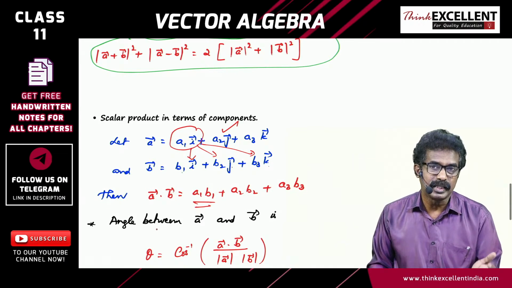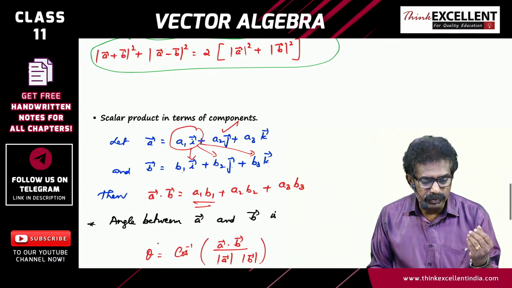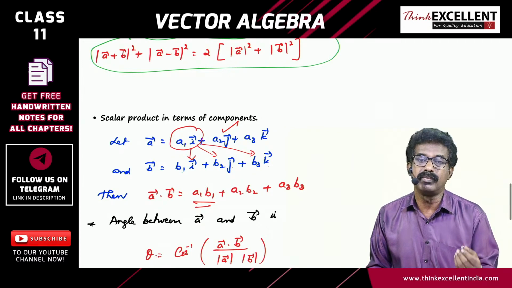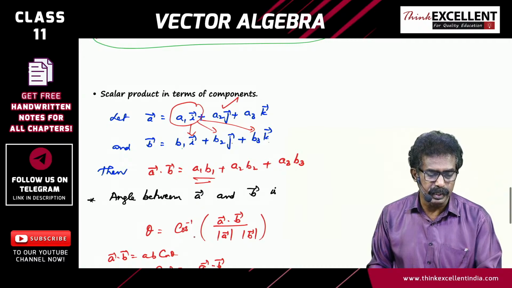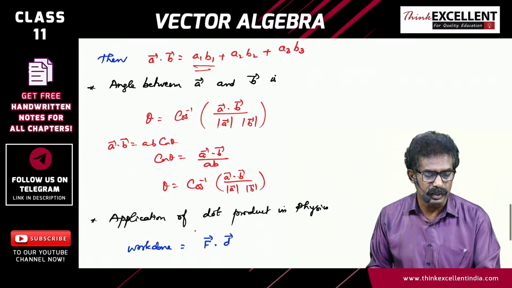This formula you remember, angle between two vectors. Even in 12th standard we need all these. Angle between two vectors, theta equal to cos inverse a dot b by modulus a into modulus b. Okay, so this is the angle between two vectors.